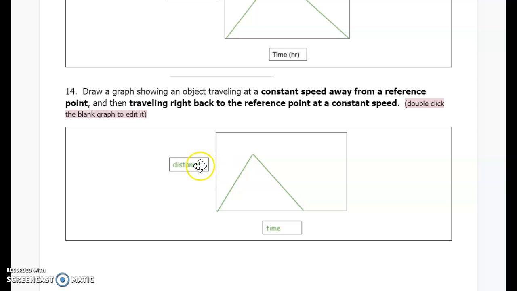The next one, you needed to put in your own distance and time. So you should have had units here. I left them blank because the units can be any unit of distance or time as you want, as long as your distance is always on your y and your time is always on your x.